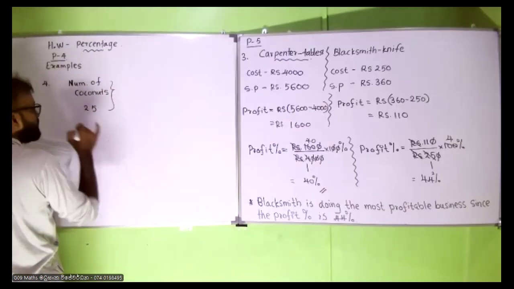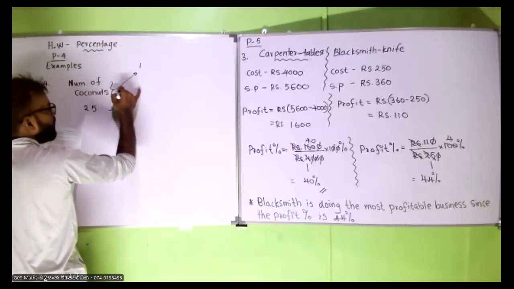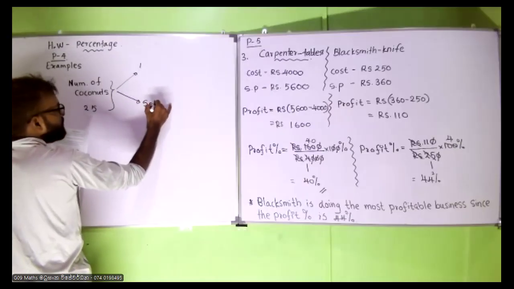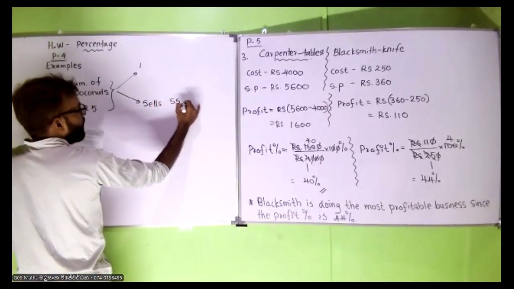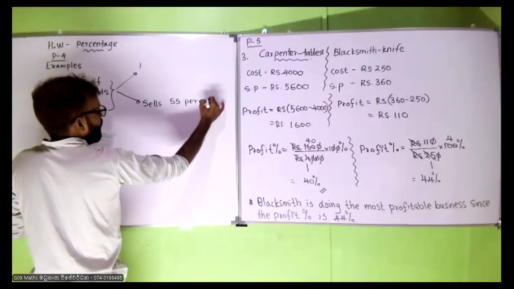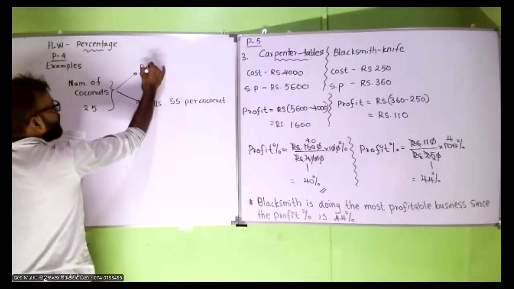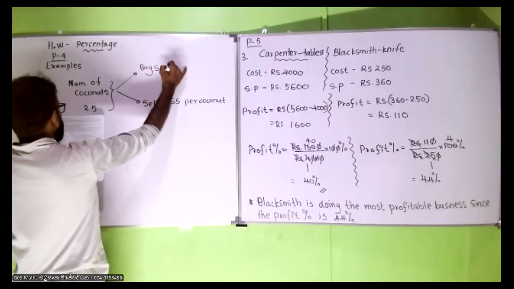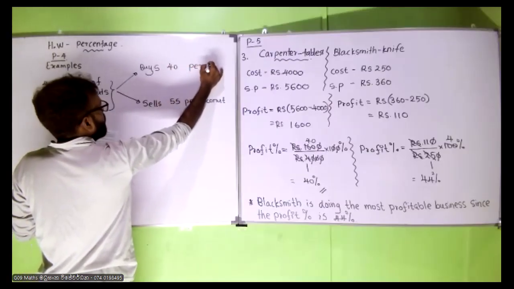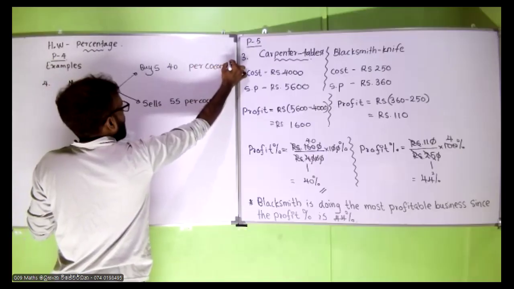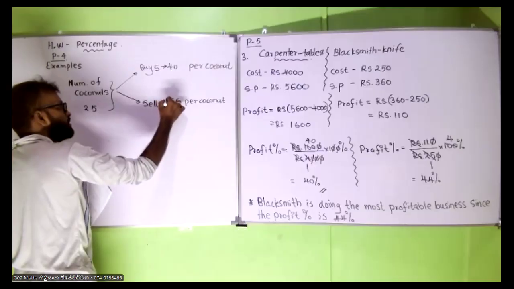This is the number of coconuts, 25. He sells this stock at 55 per coconut, right? And buys at 40 rupees per coconut. So this is the buying price. This is the selling price.